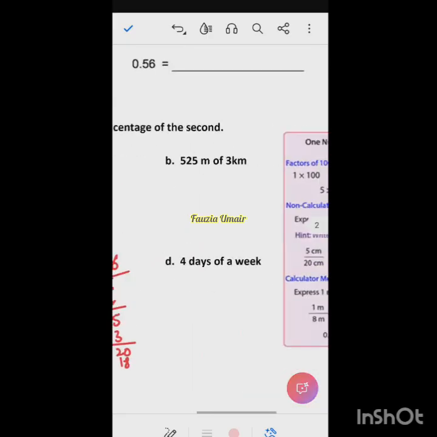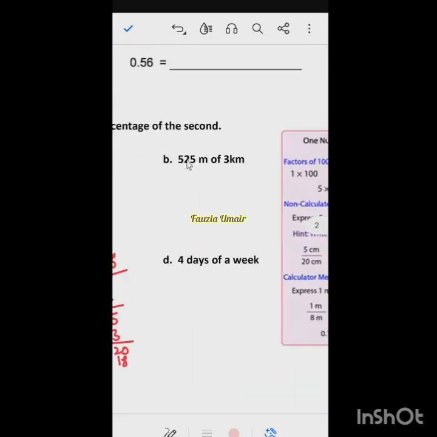So moving on to this question. It is 525 meters of 3 kilometers. So what is 3 kilometers in meters? 3,000 meters, right? So now we can write down the fraction: 525 divided by 3,000. Now how to convert a fraction into a percentage?